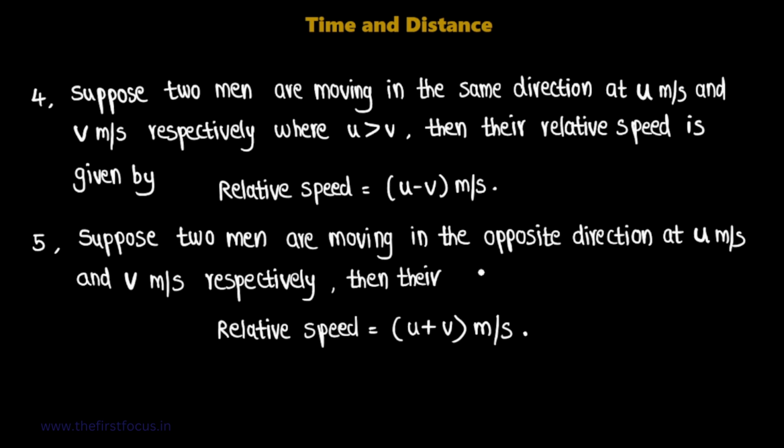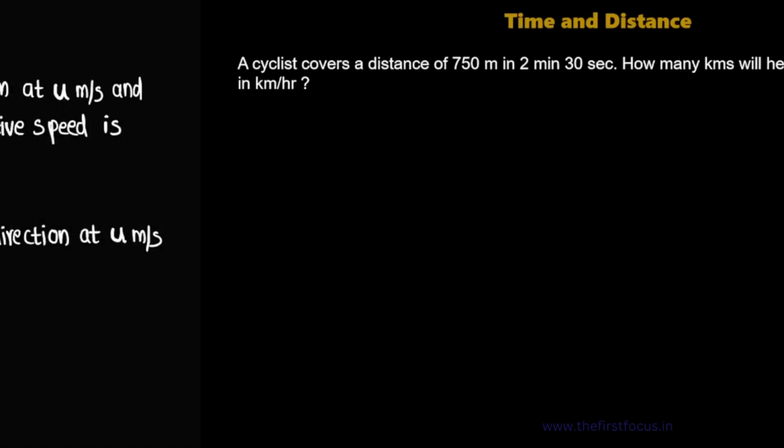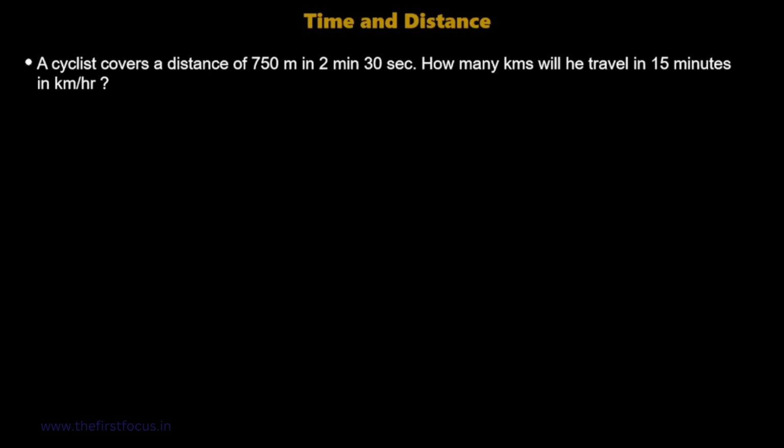Yes, here we see some more problems to have a better understanding. Let's see the first problem. A cyclist covers a distance of 750 meter in 2 minutes 30 seconds. How many kilometers will he travel in 15 minutes, in kilometer per hour?